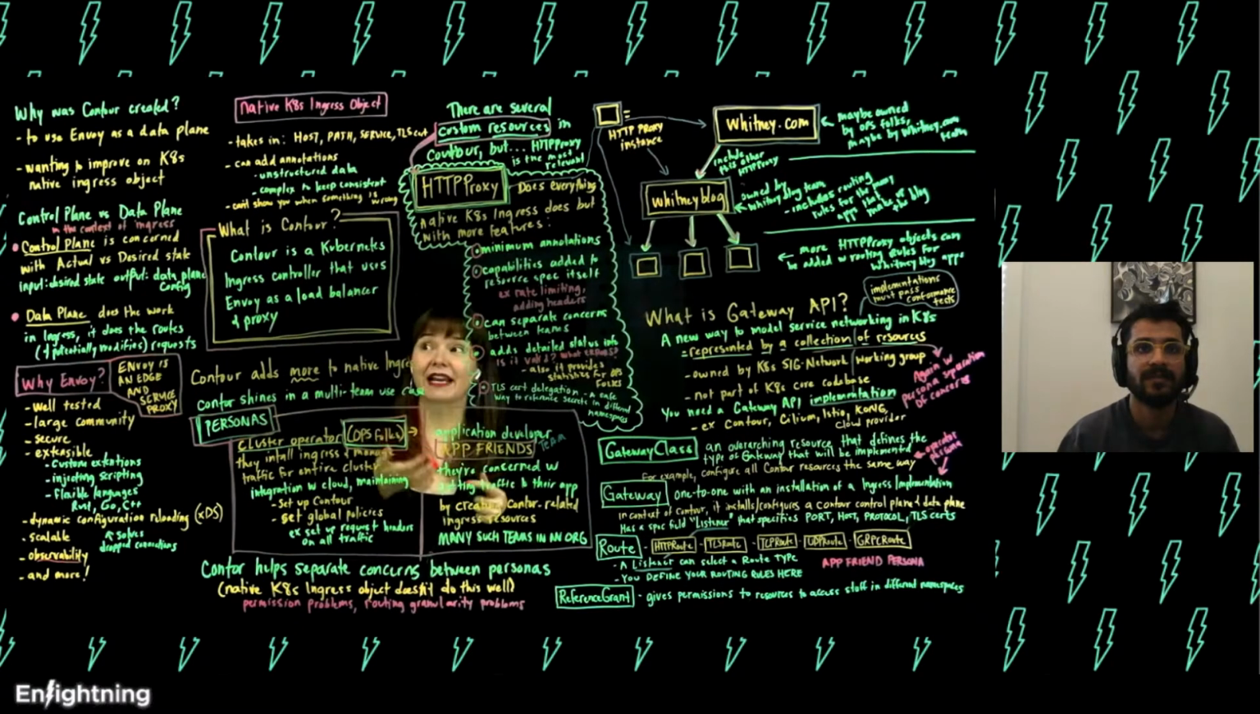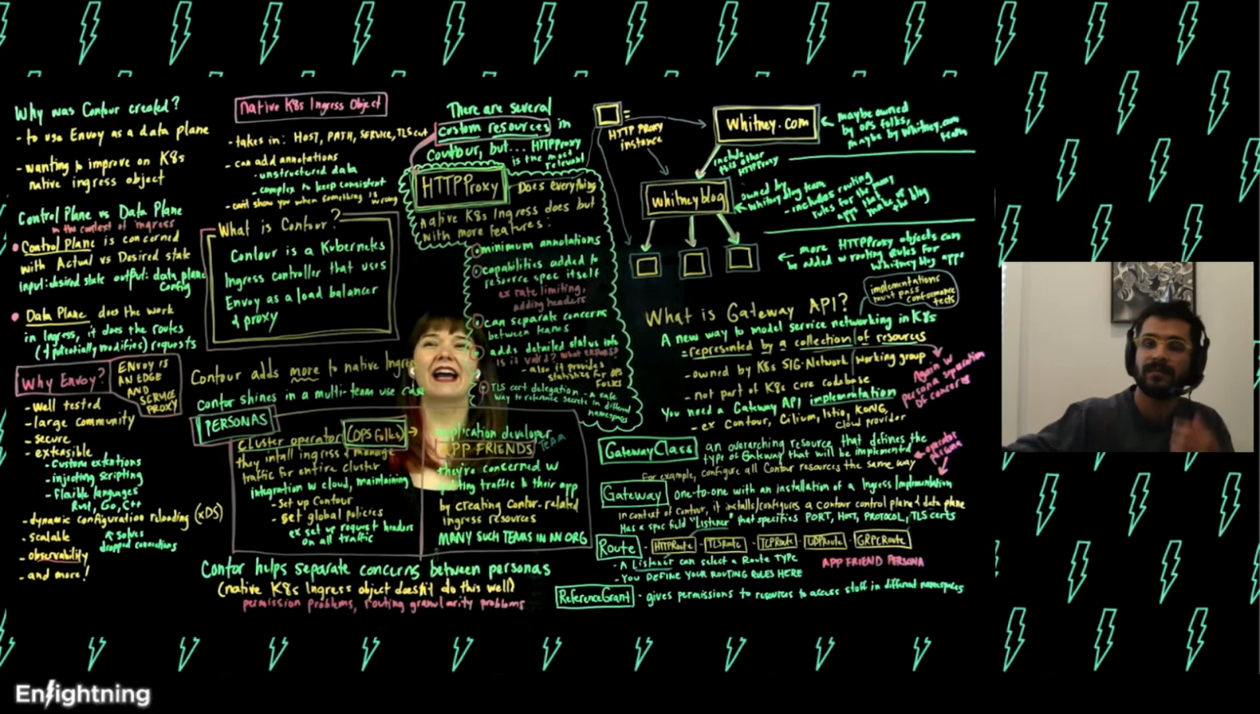A control plane is concerned with the actual state versus the desired state. The input is the desired state, and the output is configuration for the data plane. The data plane then receives that configuration and does the work. So in Ingress, it does the routes. It will route requests and potentially modify those requests.